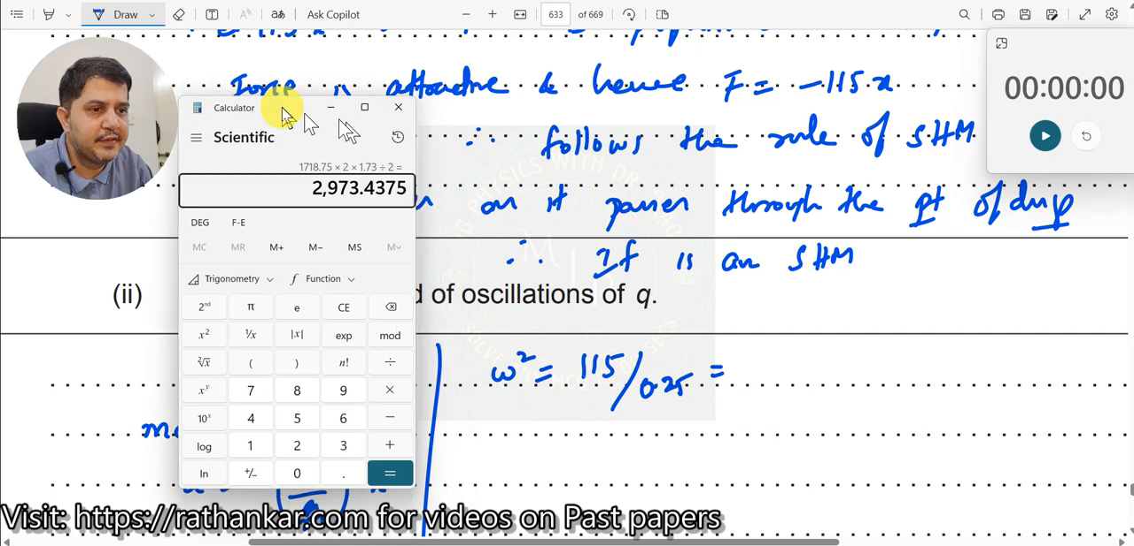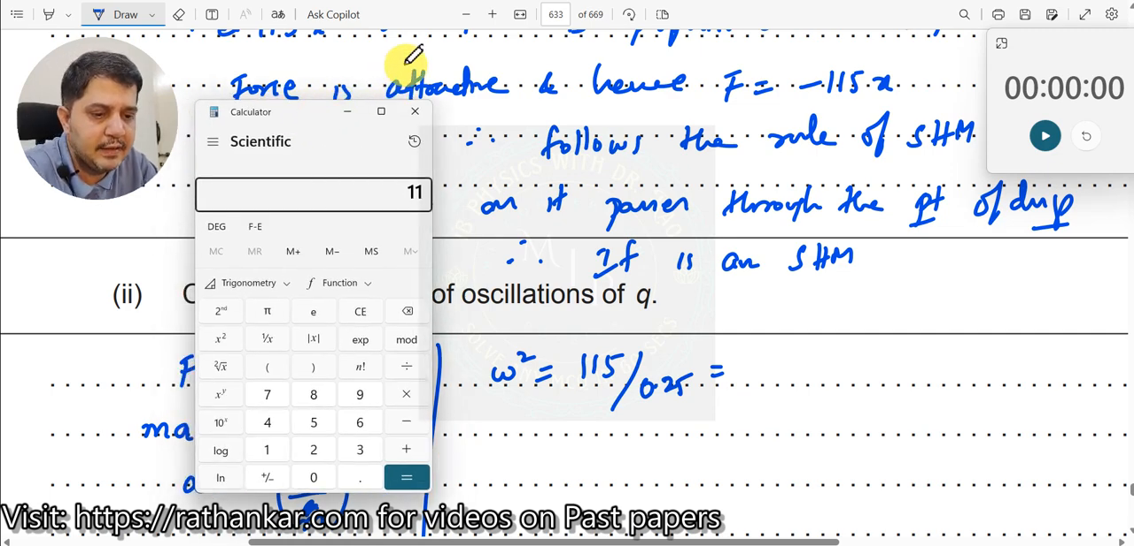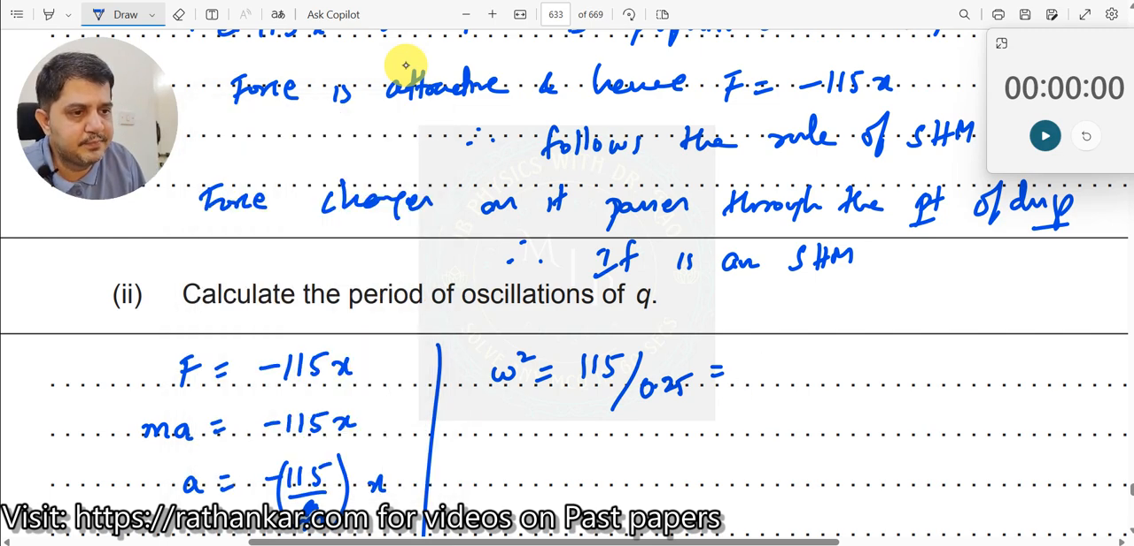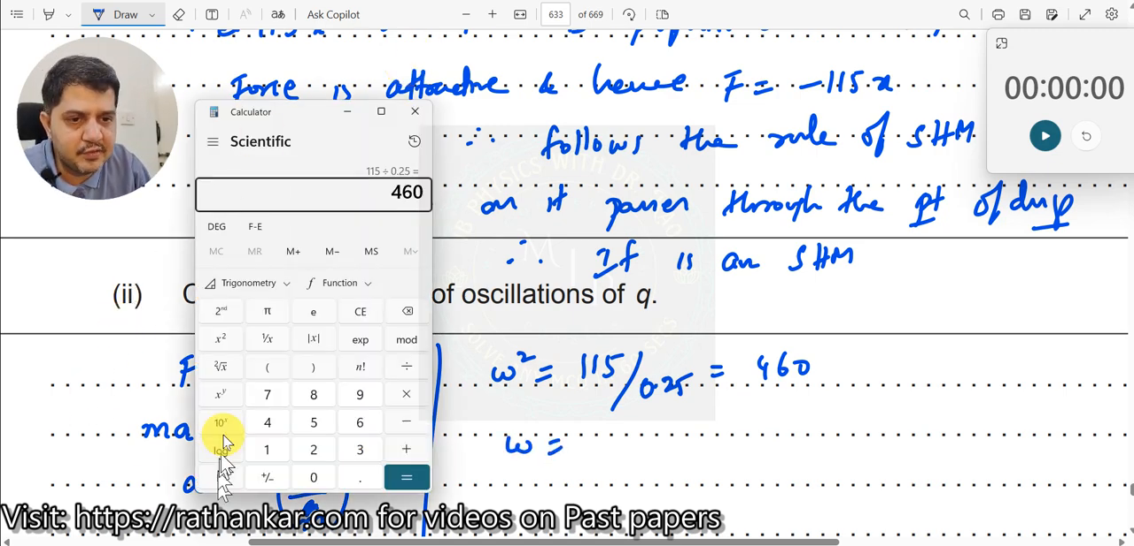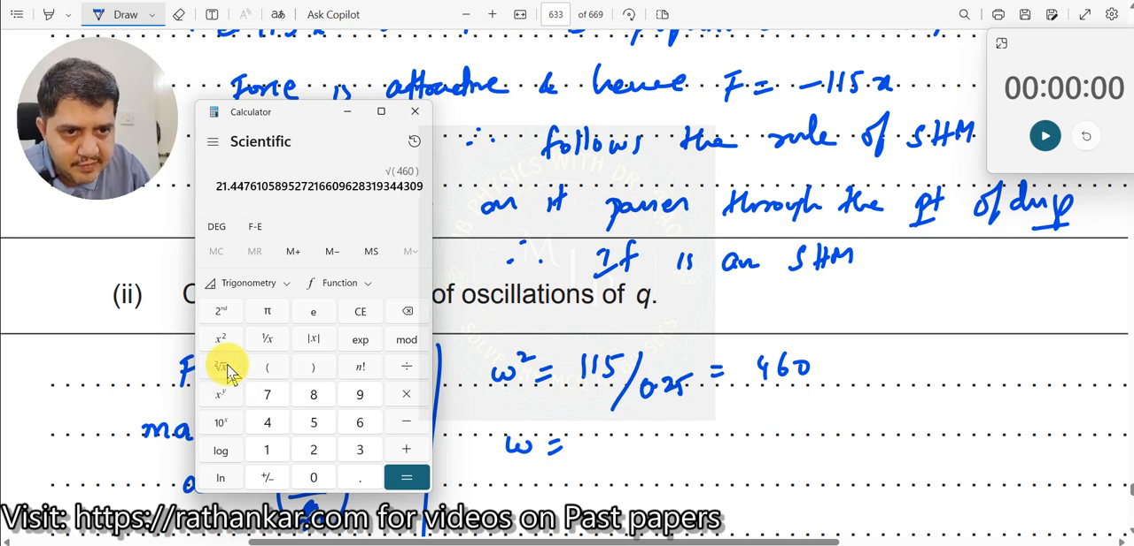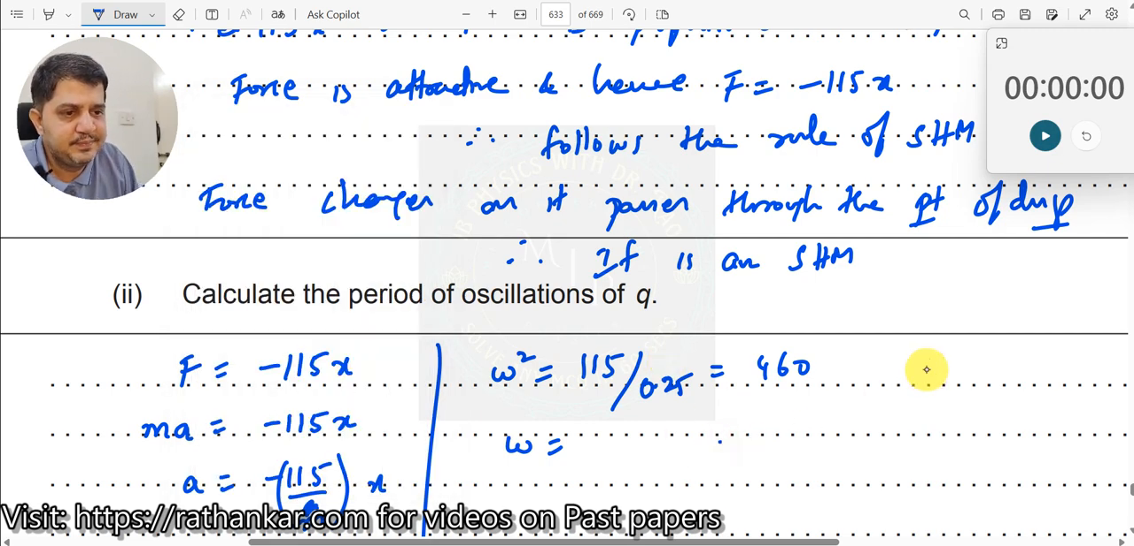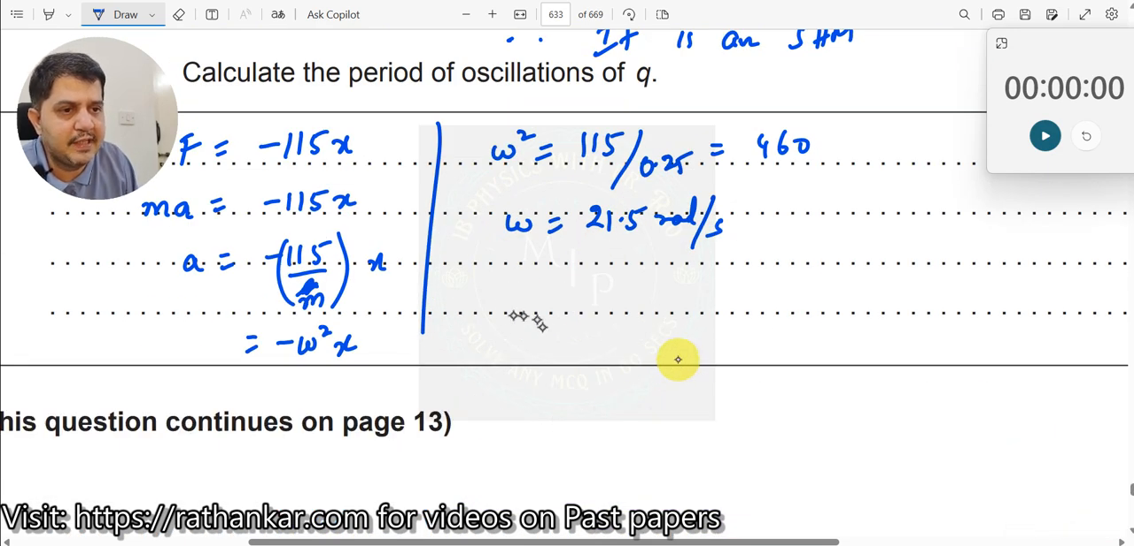115 divided by 0.25 will give me 460. Thus, what's the value of omega now? Based on this, omega should now be the square root of 460, which is 21.5 radians per second. But what do I need? I don't need this one here. I want the time period. So how do I get the time period?